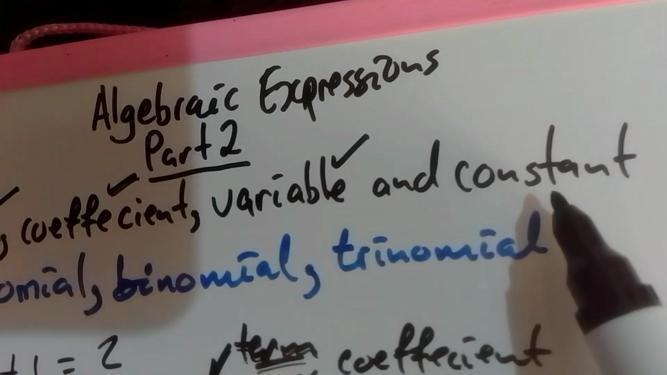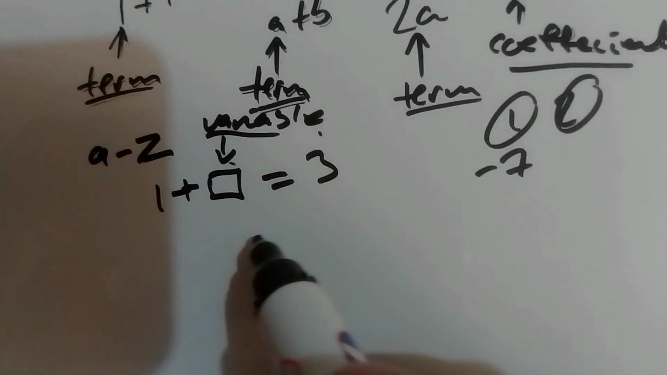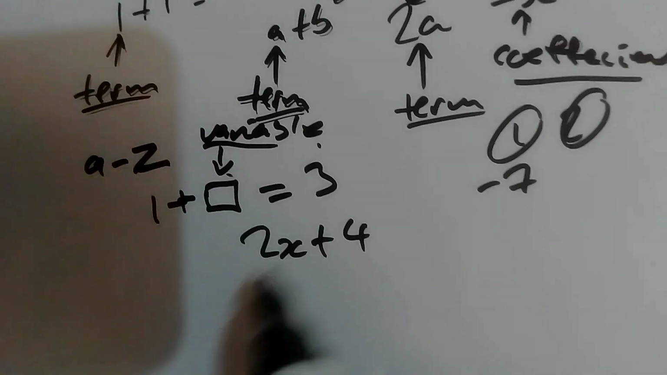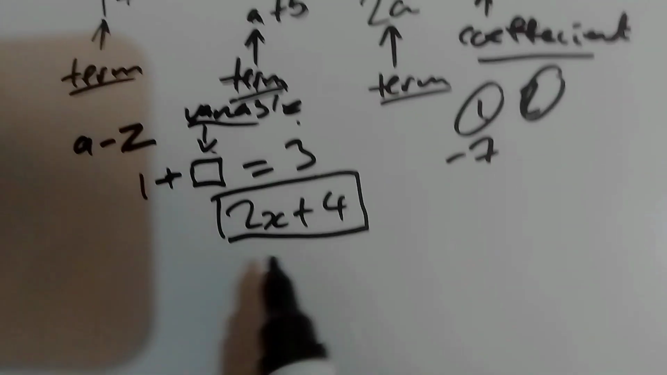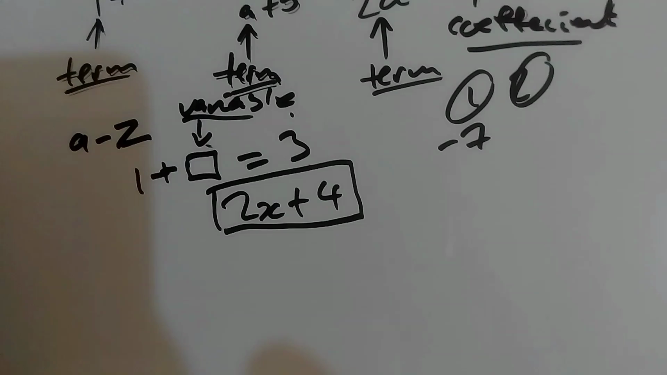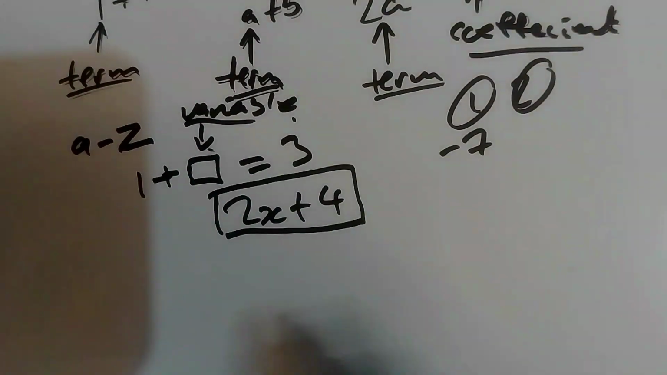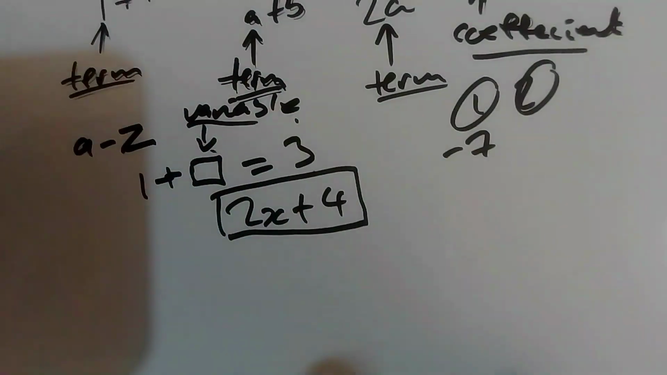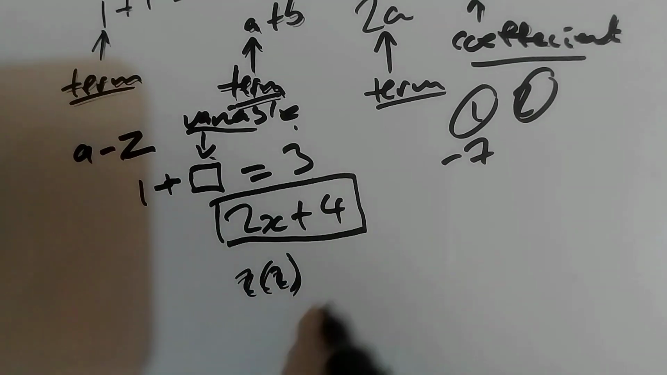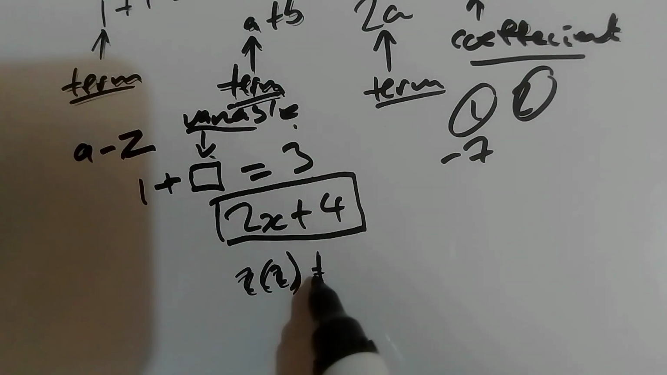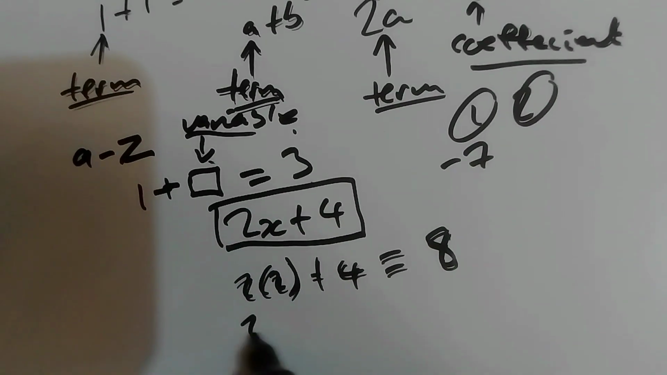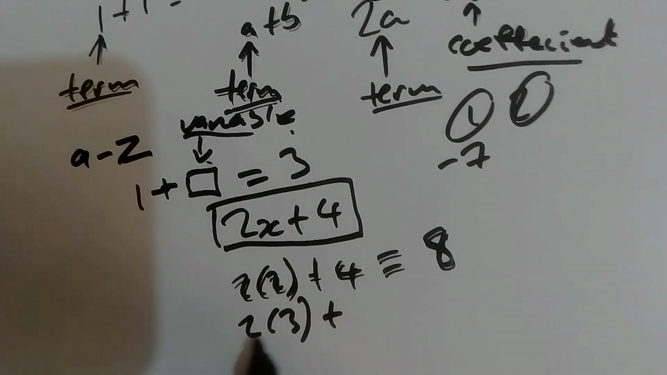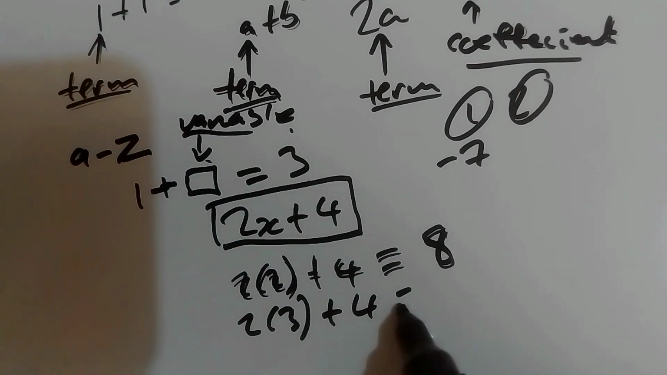Now, last but not least, we come to what is called a constant. So let's see. If we give you 2x plus 4 here, this is a rule that you have been given. Now, obviously, if x is 2, 2 multiplied by 2 gives me 4, and this 4 plus 4 is equal to 8. And then if we change the x and we say 2 multiplied by 3, 2 multiplied by 3 is 6, and 6 plus 4 is equal to 10.